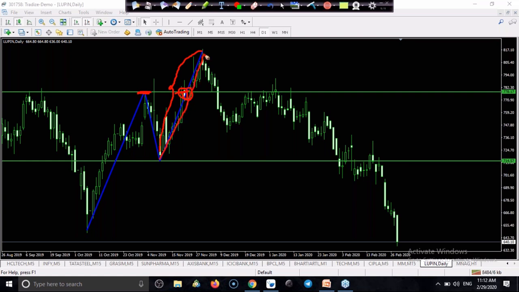Whatever type of trader you are, it doesn't matter: intraday trader, swing trader, day trader, scalp trader. Most of the people are thinking, hey, I am just a day trader, so why is the daily time frame important? Remember, that is the most important. Why? Because we must find out the support and the resistance.